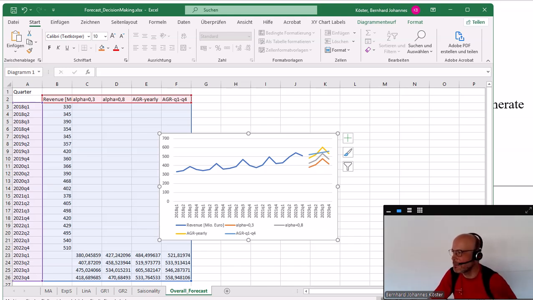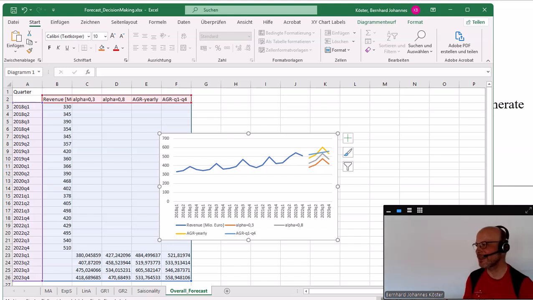So this is what I mean with playing around with different methods and not only using one. You can combine these methods, and what is reasonable is up to you in the end.